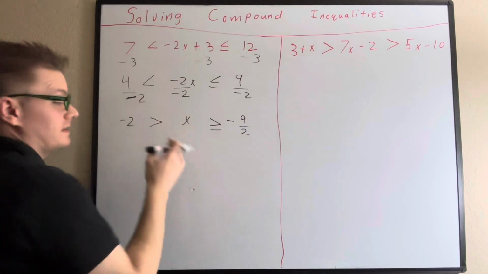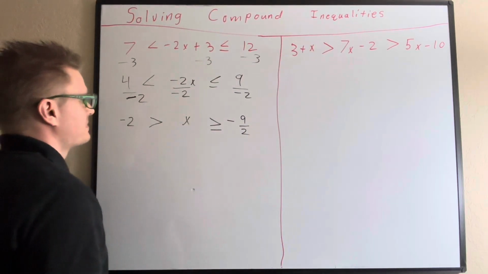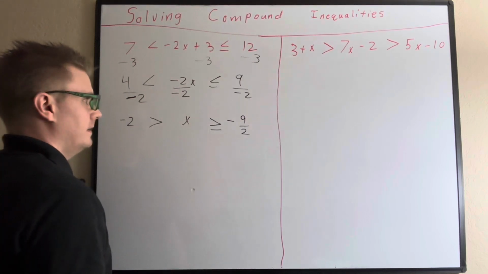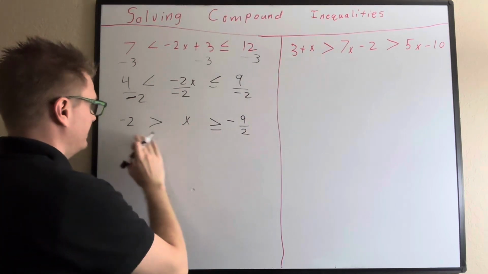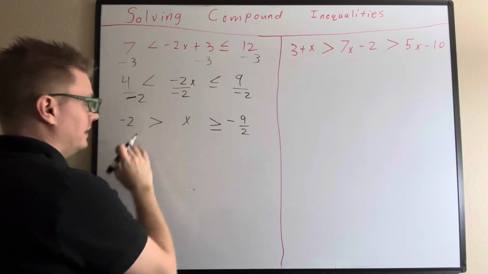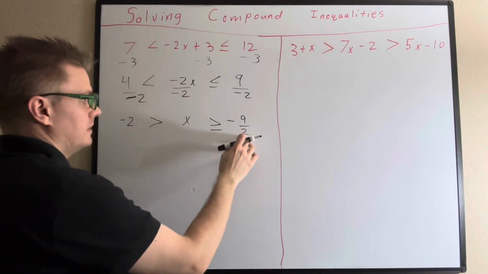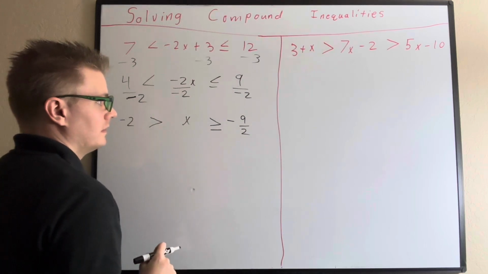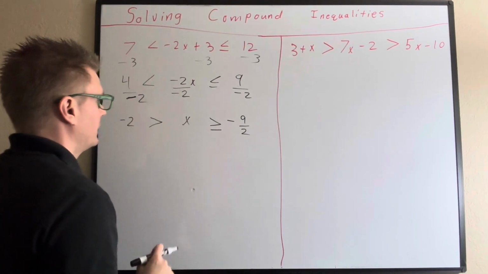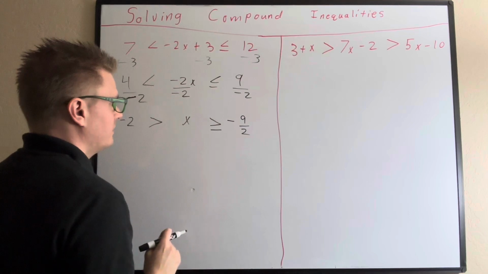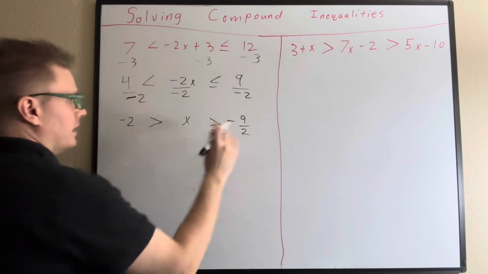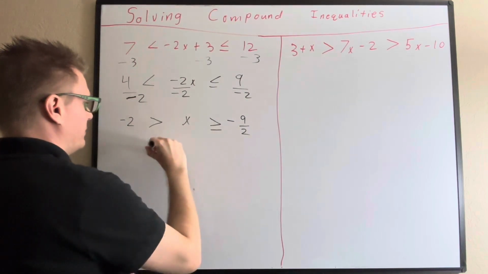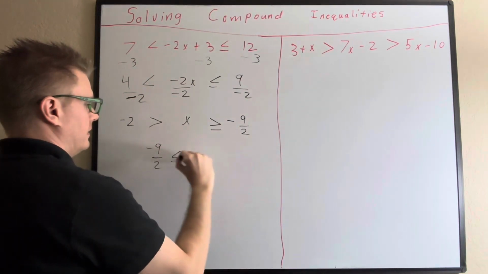Then we got to change our signs, right? Our inequality symbols. Is negative 9 halves less than negative 2? Yeah, because 2 goes into 8 4 times, right? So, yeah. That's negative 4.5. And because we like having the smaller number on the left, we might as well write it out like this.